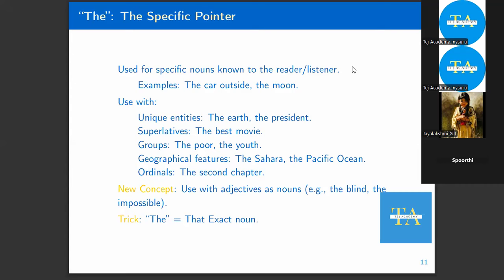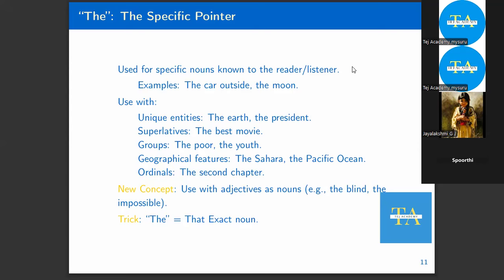like the earth, the president. We use the in front of it. The president visited some random country. It can be anything, like the president visited the United States. And again, in United States, USA, we use the in front of it. I will come to that later. Here, in front of unique entities, we use the. So that is the rule.